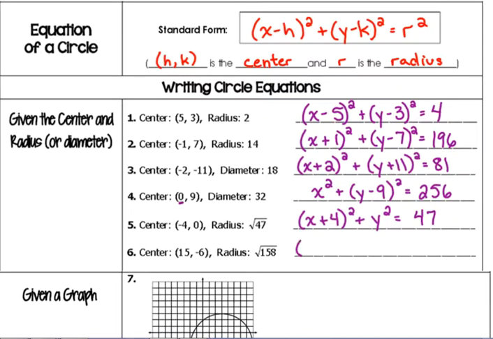One more like that. Center is 15, so (x − 15)² + (y + 6)² is equal to, again, the radius is a square root, so when you square the square root, you're just left with the 158.